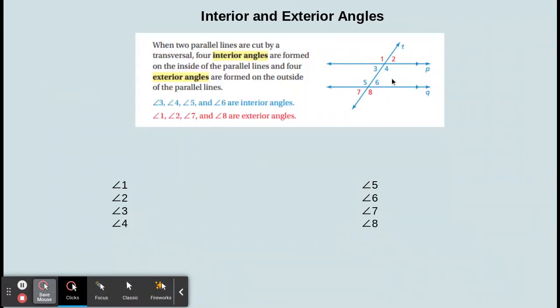Now, when we talk about these angles, we can classify them as interior or exterior angles. The interior angles are the ones between the two parallel lines. The exterior angles are the angles outside of the parallel lines.